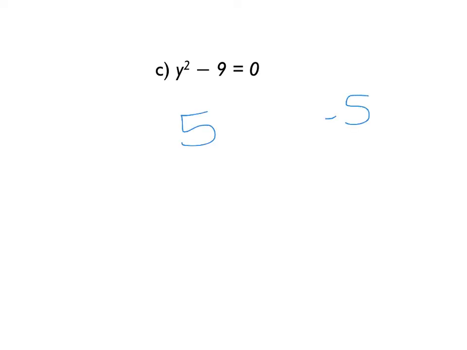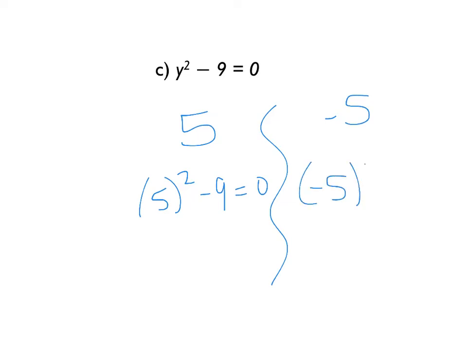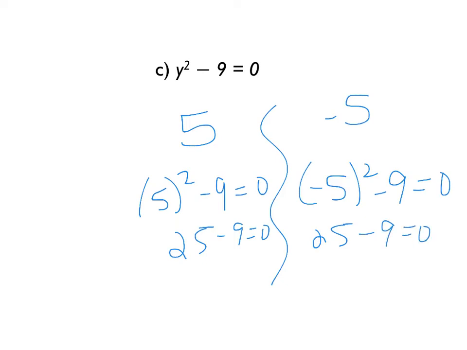5 and negative 5. So I have 5 squared minus 9 equals 0, and then I have negative 5 squared minus 9 equals 0. What's 5 squared? 25 minus 9 equals 0. What do I have over here? 25 minus 9 equals 0. What's 25 minus 9? 16. What do I get over here? 16.